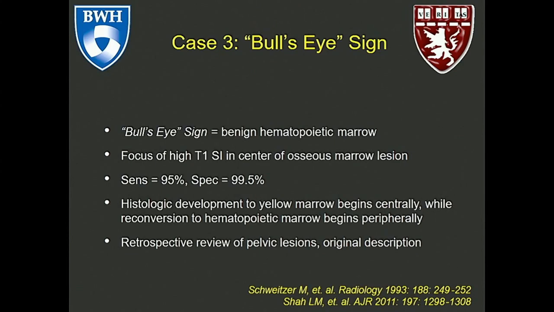This was originally described as a focus of high T1 signal intensity in the center of an osseous marrow lesion, with a pretty high degree of sensitivity and specificity in the original study. Recognize that when we have marrow development, histologically, the yellow marrow begins centrally, while the reconversion of hematopoietic marrow begins peripherally. That's the reason why you get that bright signal in the middle of these lesions. Again, this was originally described using pelvic lesions, but you can actually see this in many different areas in the spine. So this is an important sign not to worry when you see that central focus of fat signal, a bullseye in the center within a lesion. This is a do not worry type of lesion.